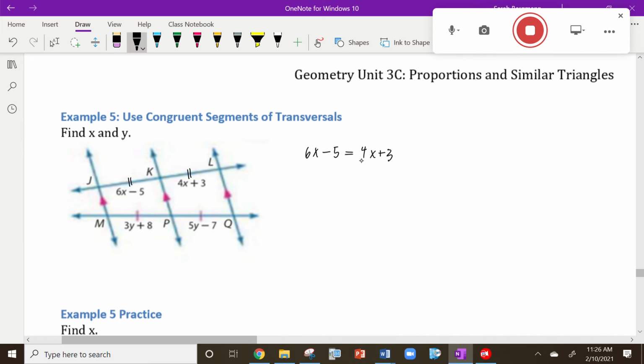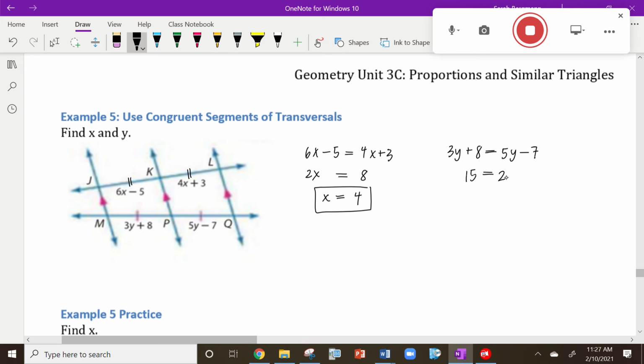So let's see. Subtract 4x on both sides, that gives me 2x. Add 5 on both sides, that gives me 8. Divide both sides by 2, you get x equals 4. Now, even if you didn't know that corollary, you could still find y because it's already marked on your picture that those two segments are congruent. So even without learning what I just taught you, you should already know that congruent segments have the same measure.